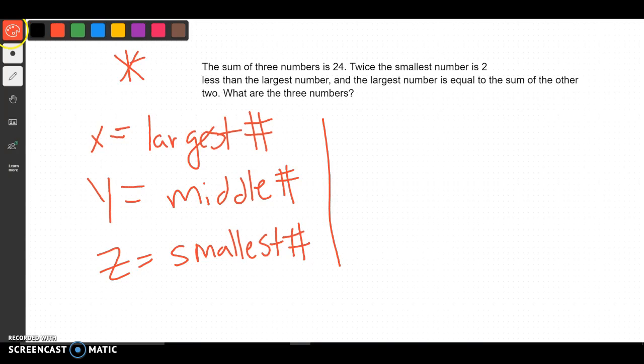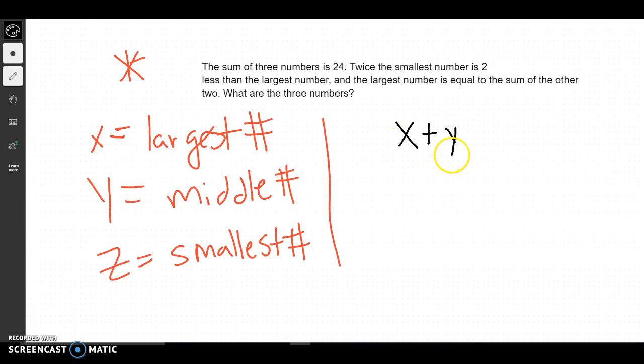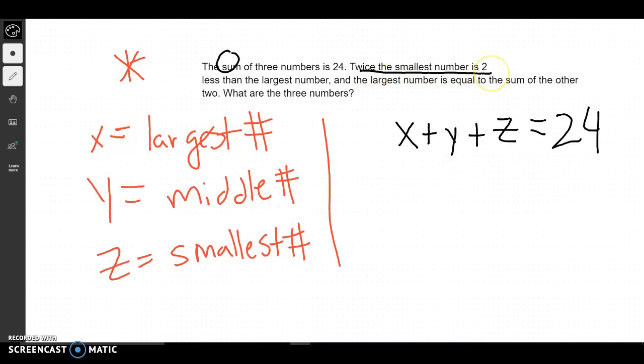Now we'll write some equations based on that. It says the sum of three numbers is 24. I can go x plus y plus z equals 24, because that's them all added together. It says twice the smallest number is 2 less than the largest number. That's a bit of a mouthful. Twice the smallest number is 2 less than the largest number.